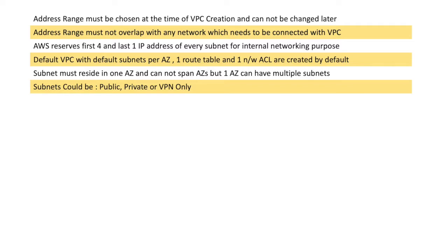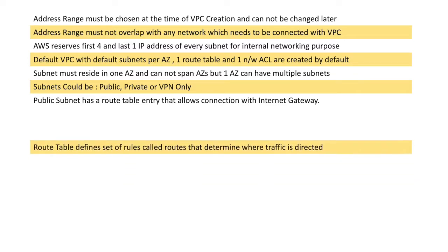There's a concept of VPN, virtual private network. If your subnet is able to have a connection to your virtual private network, it is called a VPN subnet. This is also established through the route table. The internet connectivity is managed through routes, which are a set of rules which tell you whether you have a connection from which place to which place. So a public subnet has a route table entry that allows connection with internet gateway.